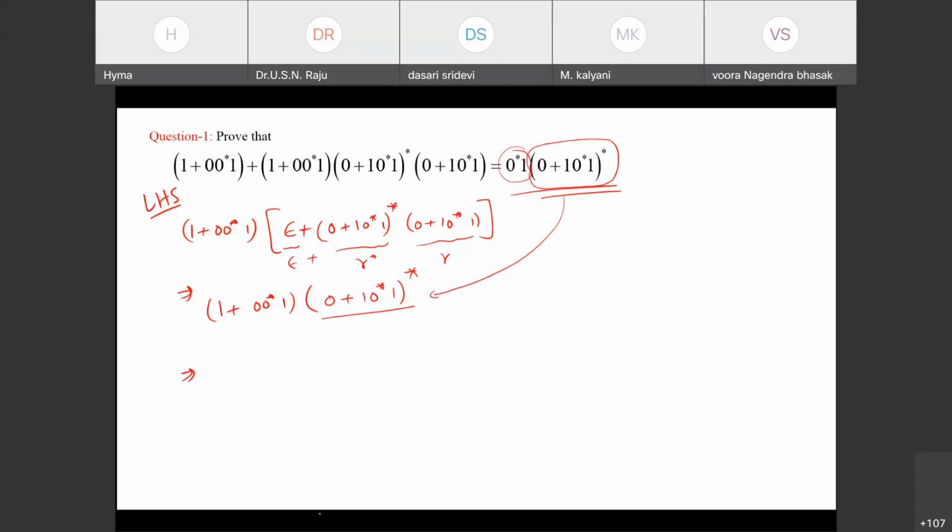0 0 star is equal to 0 star, sir. 0 0 star equal to 0 star, no. See, 0 star, what is the minimum string, epsilon? Do you have epsilon in this one? Sir, 1 is concatenated, common there. 1 we need to take common. So how to take that common? If I take common here, then what happened?